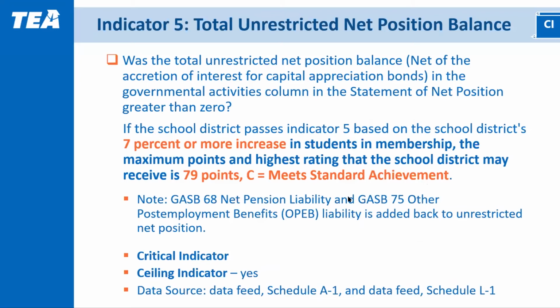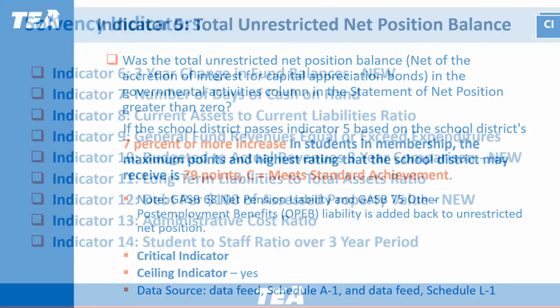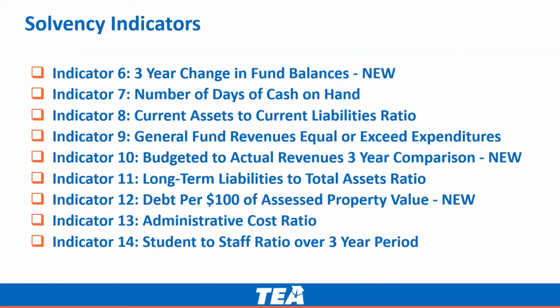All right, so that was a lot for indicator 5. The next group of indicators are all solvency-based indicators. So you can see that it's mainly financial information. And then at the very bottom, we still look at your student to staff ratio.